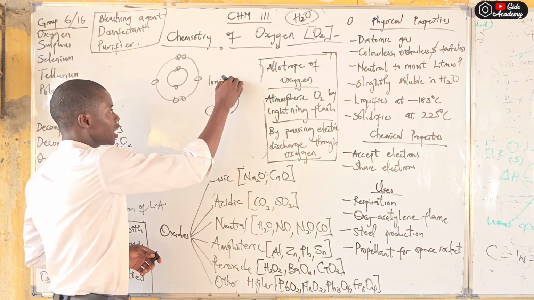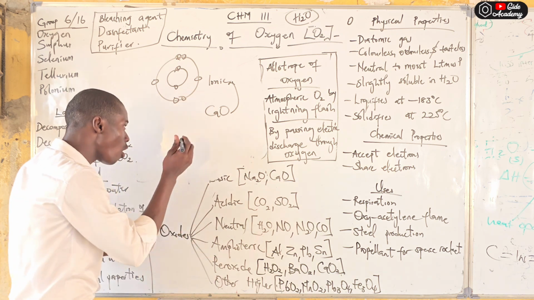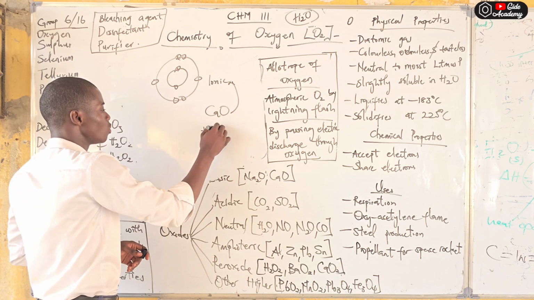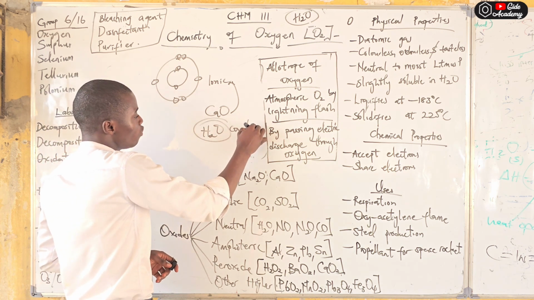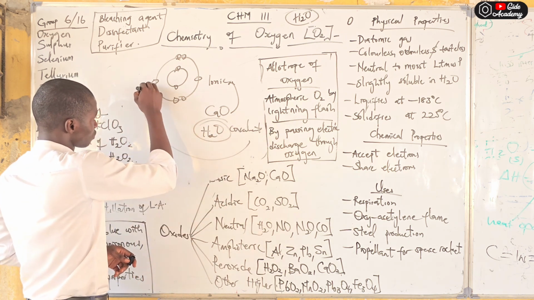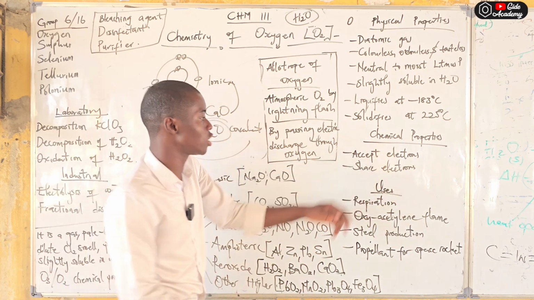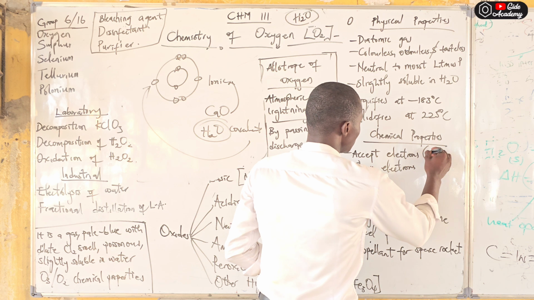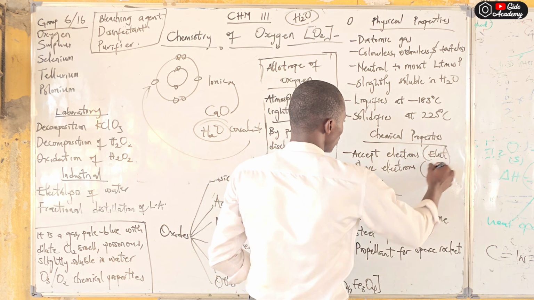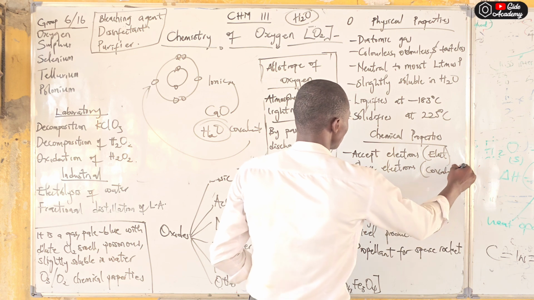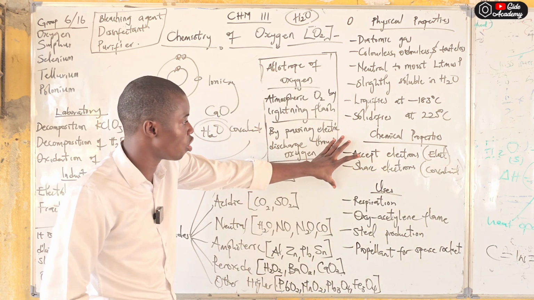This calcium oxide is an ionic bond or electrovalent bond because there is a total transfer of electron. Or we have hydrogen, which is water, which is a covalent bond, a polar covalent bond, and it deals with sharing of electron. So if oxygen accepts electron, the kind of bond that will be formed is electrovalent. While if oxygen shares electron, the kind of bond that will be formed is a covalent bond. So please take note of these two chemical properties of oxygen.